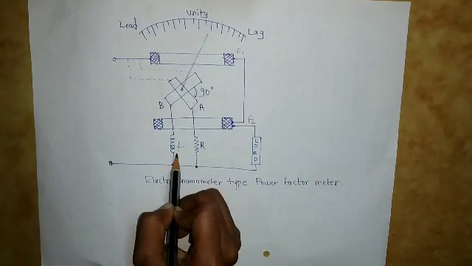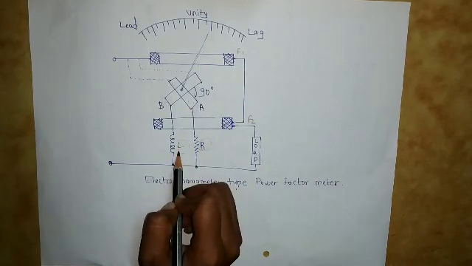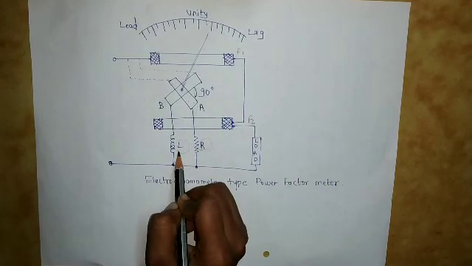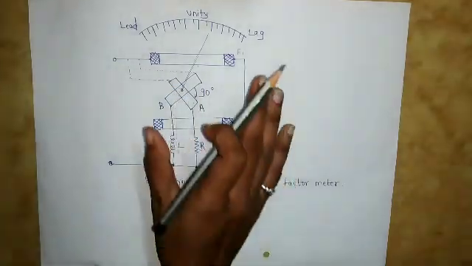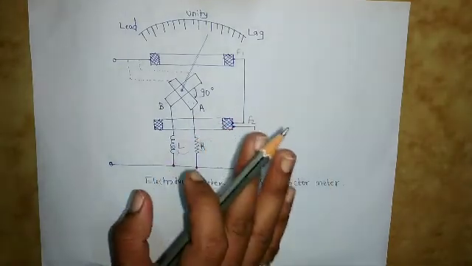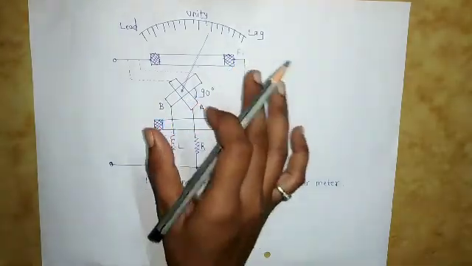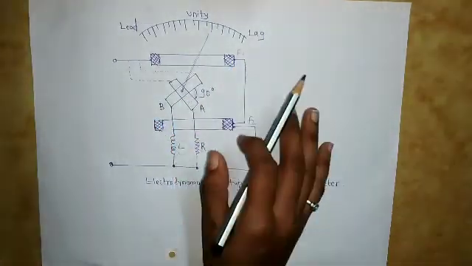Now the values of the non-inductive resistance R and the inductance L are adjusted in such a way that coils A and B will carry equal current at normal frequency. These two values are maintained so that both will carry the same current at the normal frequency.